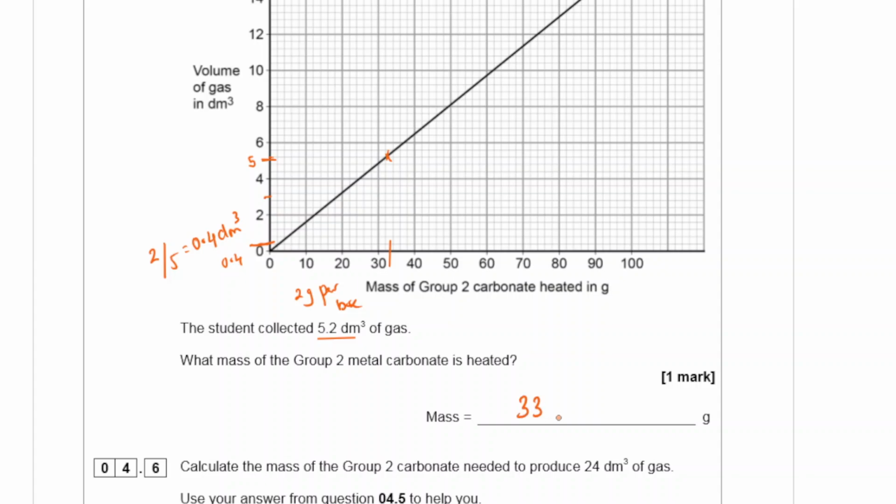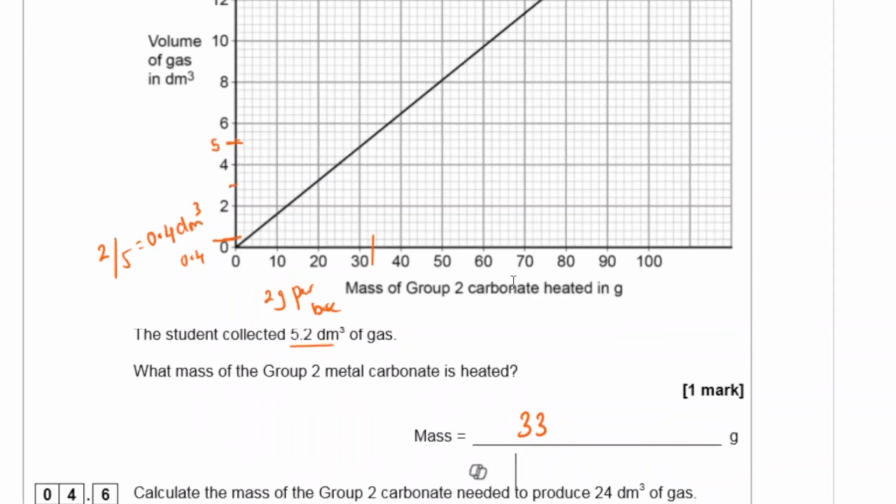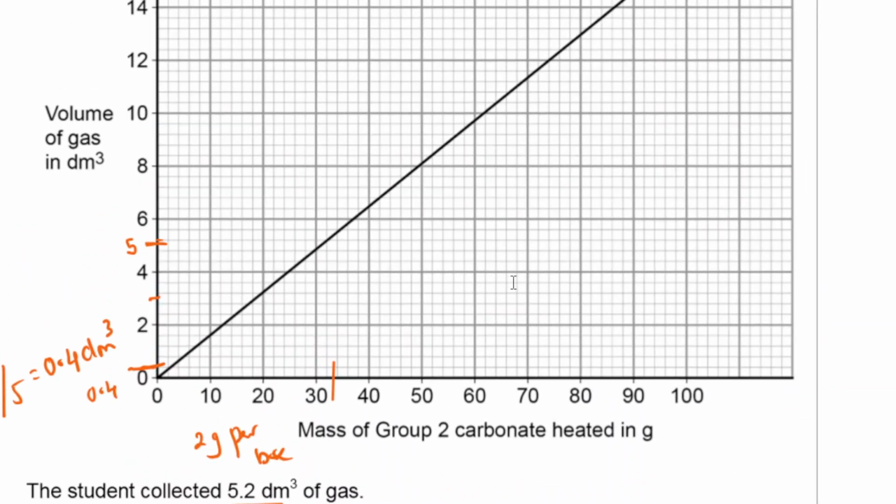Now the marking scheme accepts any answer between 31 and 33. Let me increase the size just so that it's visible. You can see 5.2 is right over here, so it's actually 31. So it's accepting from there, 31 to 33.